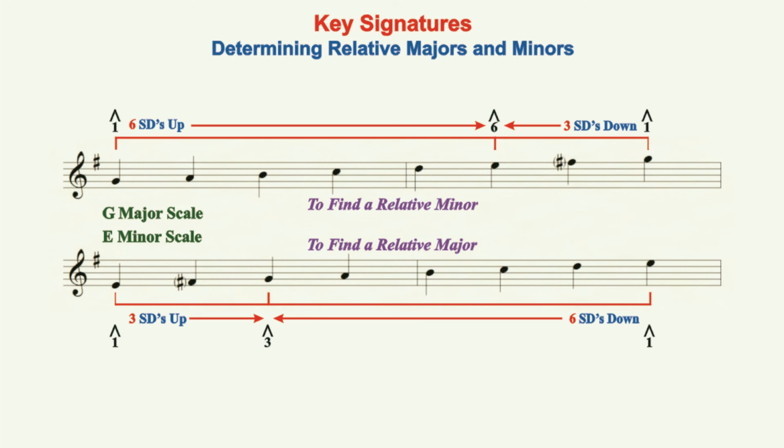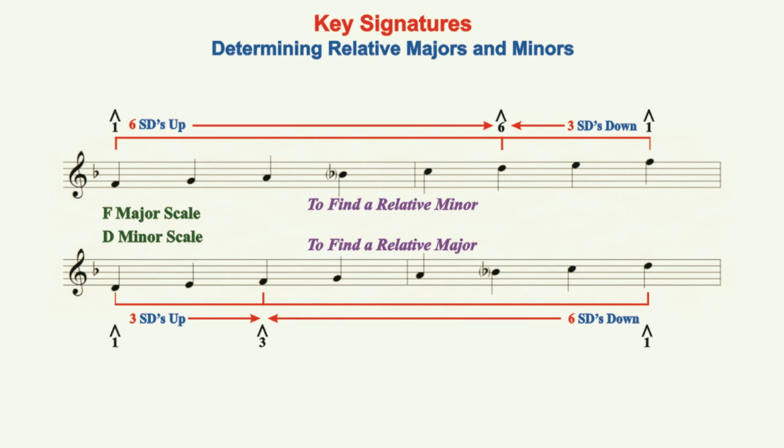Or, to find the relative major to E minor, we begin on scale degree 1 of the E minor scale and count upward or downward to scale degree 3, which leads us to G natural. G major is the relative major to E minor.